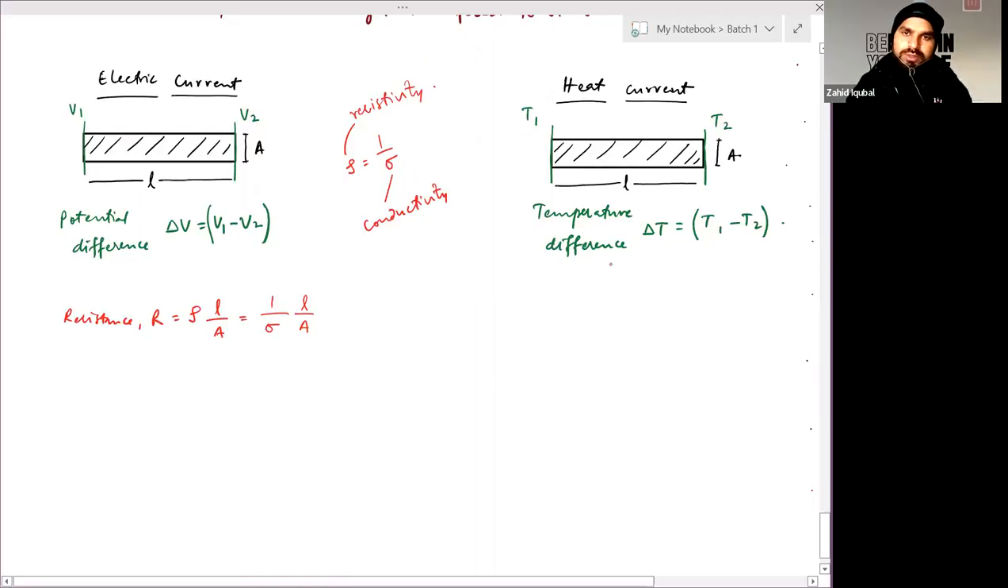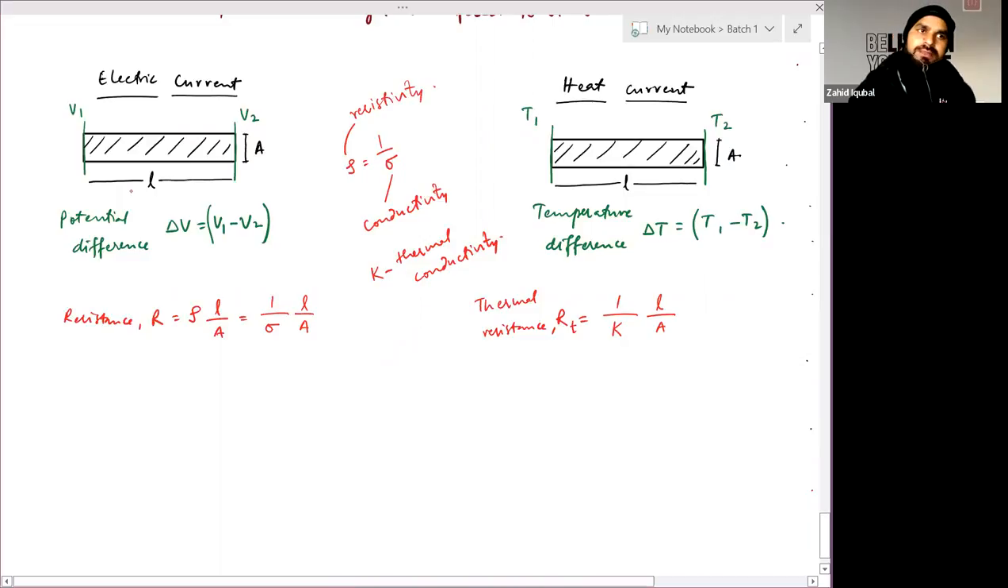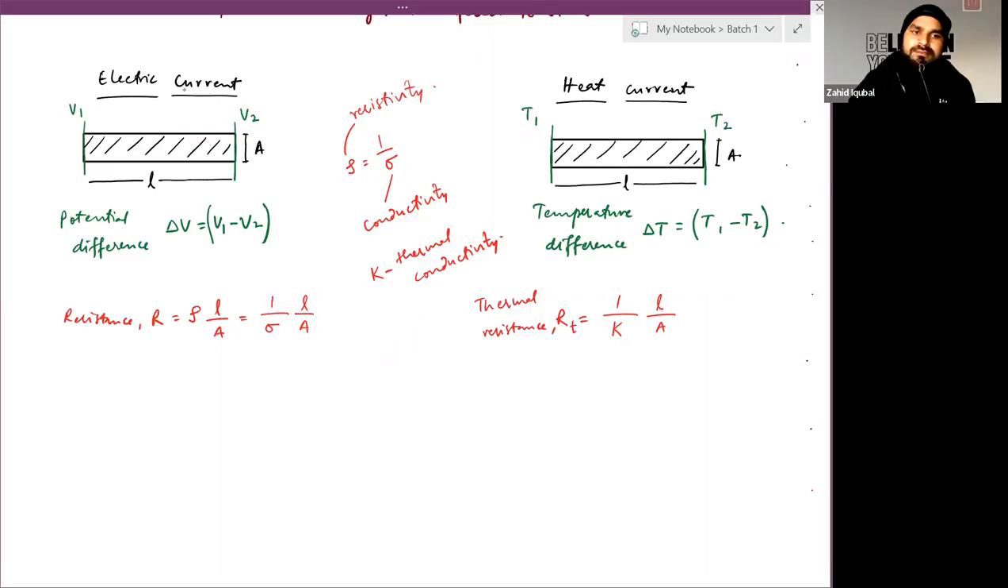Similarly, we may define, according to heat flow, the resistance offered by it. So R, or resistance due to temperature, or thermal resistance, will be 1 by K times length by area of cross section. So K in this part is called thermal conductivity, which is equivalent to sigma for electricity. Is it clear till this part? Yes, sir.